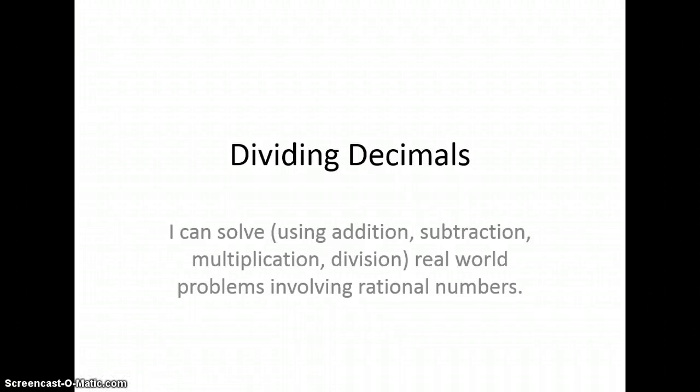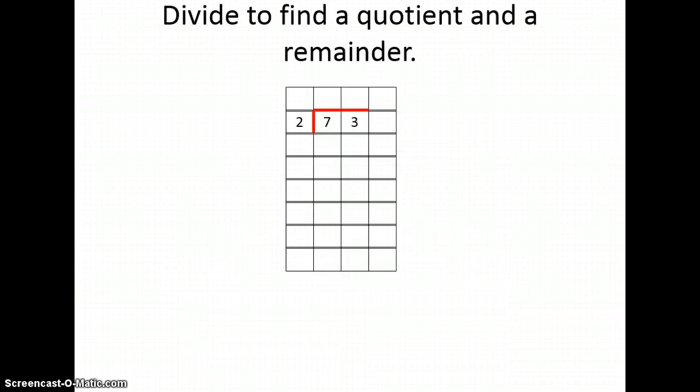Hi guys, we're going to talk right now about dividing decimals, and the I can statement we're working on is: I can solve, using addition, subtraction, multiplication, and division, real-world problems involving rational numbers. And the part of this I can statement that we're actually going to work on is using division of rational numbers. And the type of rational numbers we're talking about today are decimals.